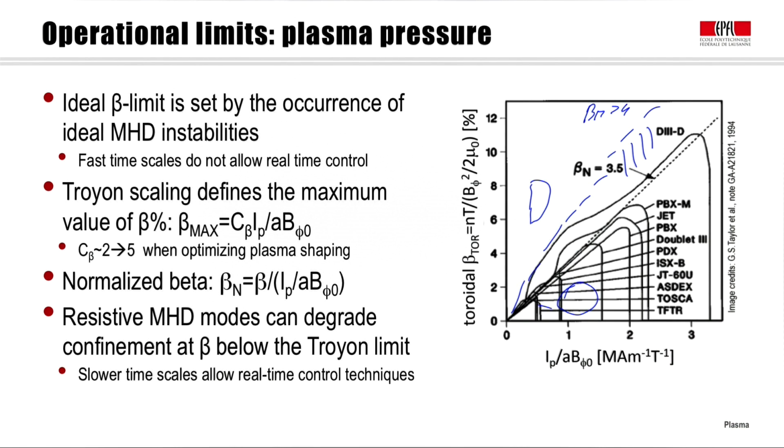such as ITER. Now, what we find, however, is that resistive MHD modes can degrade the confinement at beta below the Troyon limit. So we do not manage to get to this value, beta N 3.5, due to these resistive MHD modes. However, these modes are resistive, so they work on a much slower time scale than ideal modes, and then we can do real-time control of these instabilities.